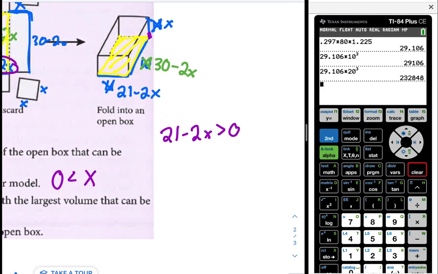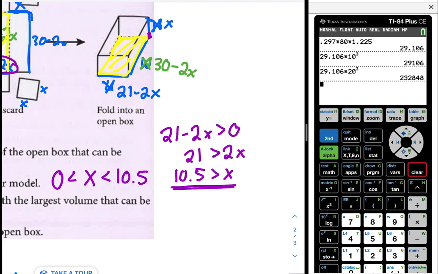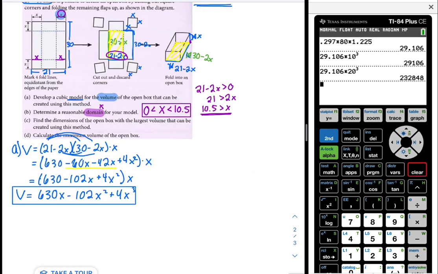Well, we can solve this out. We can add 2x on both sides. We can divide by 2. And we're going to get 10.5 is bigger than x. So this is the second restriction to my domain. X cannot be bigger than 10.5 because if it's bigger than 10.5, we are not going to have a length to our shape. Part C, find the dimension of the open box with the largest volume.